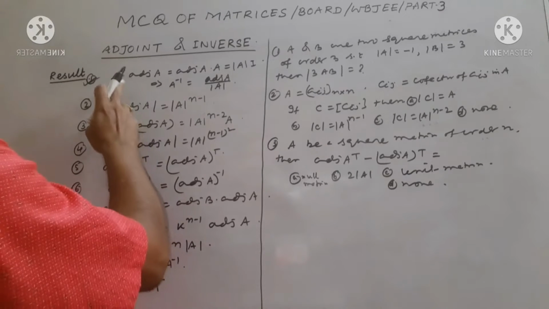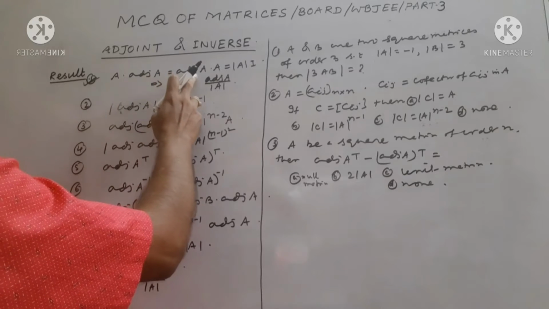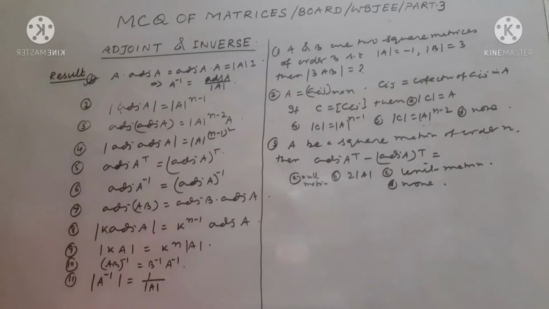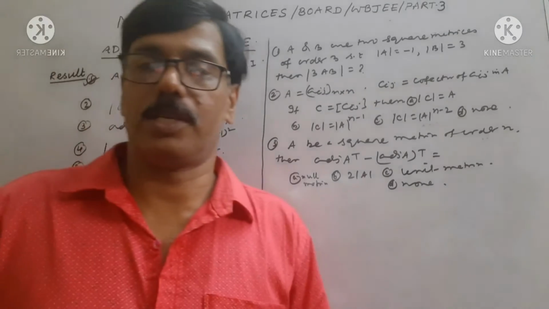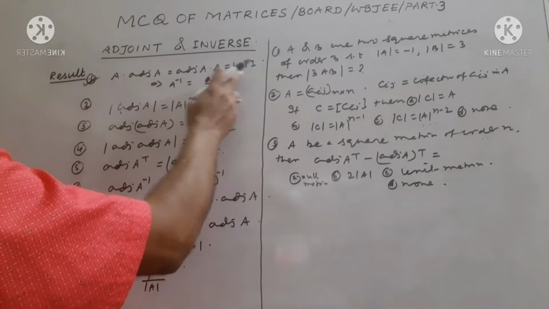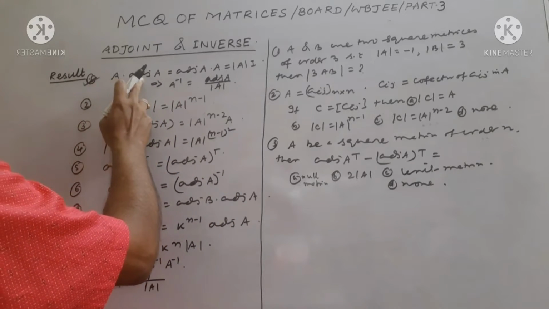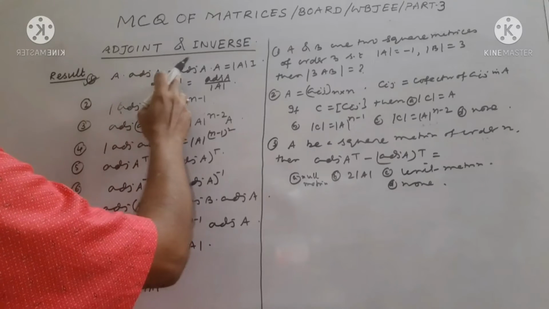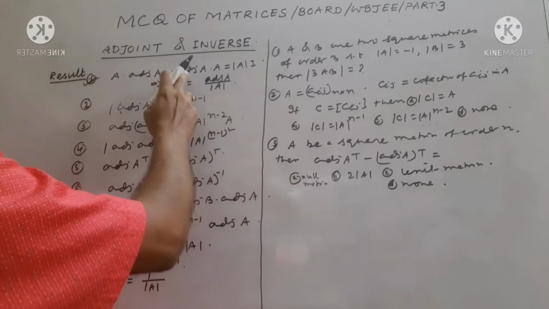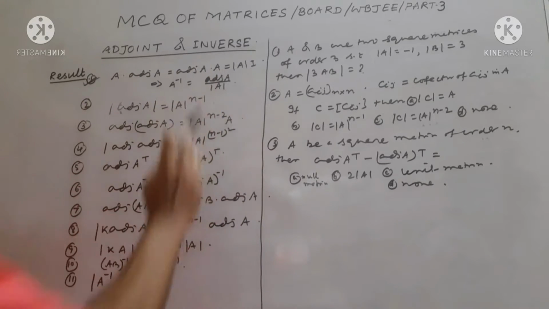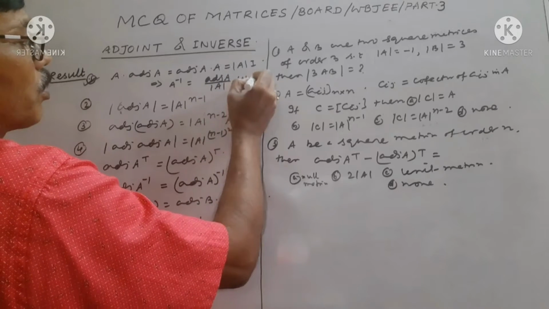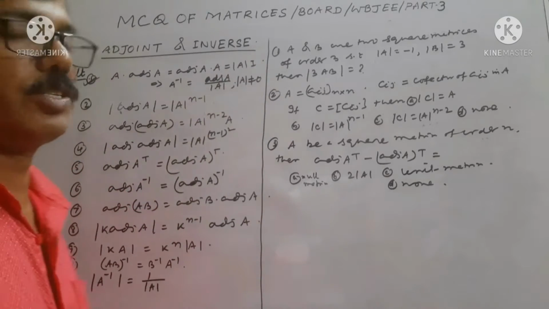Number 1: A into adjoint of A equals adjoint of A into A equals determinant A into I. So this is our first result. This implies that if we divide by determinant A, adjoint of A by determinant A into A equals I. So A inverse equals adjoint of A by determinant A, provided determinant A is not equal to 0. That is, A is non-singular.